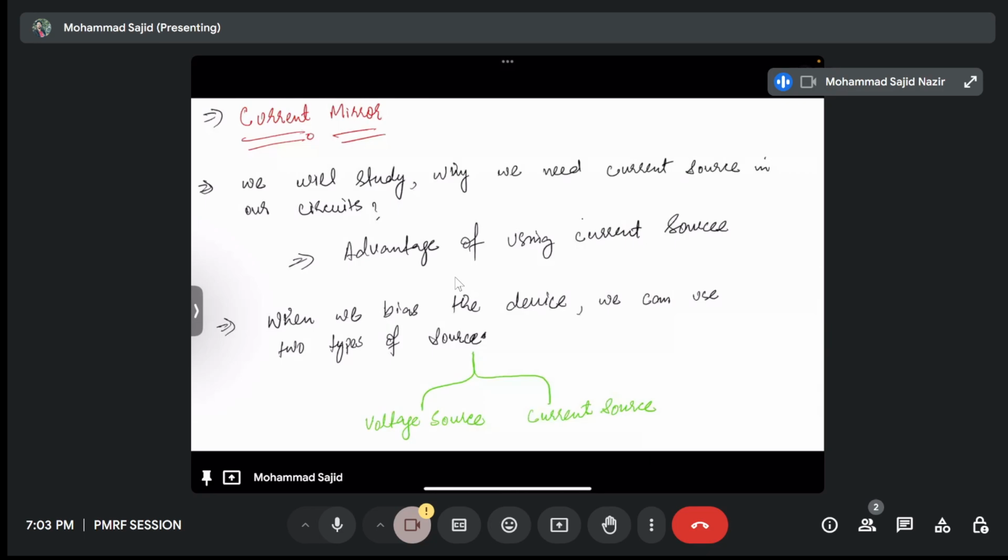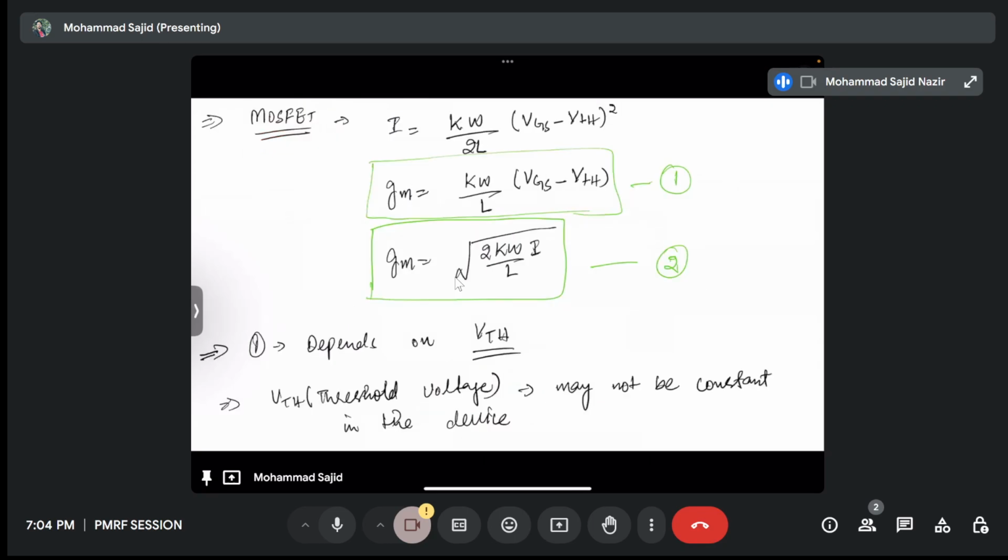Okay, the current mirror. We will study why we need a current source in our circuit. First, why it is important. Advantage of using current source. When we bias the device, we can use 2 types of sources, voltage source and current source. For the MOSFET, I is equal to KW by 2L, VGS minus VTH whole square. This is the standard equation for the MOSFET in saturation.